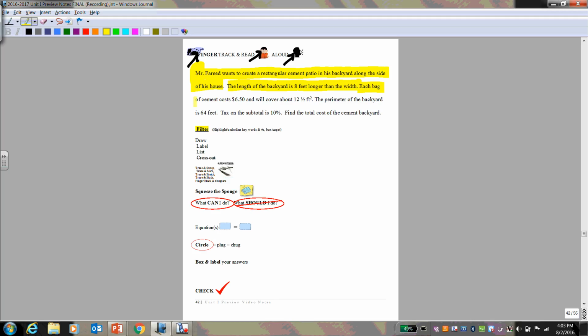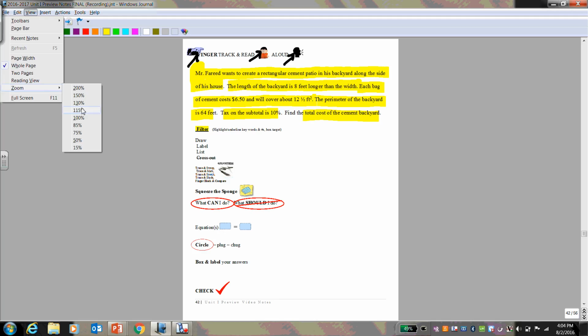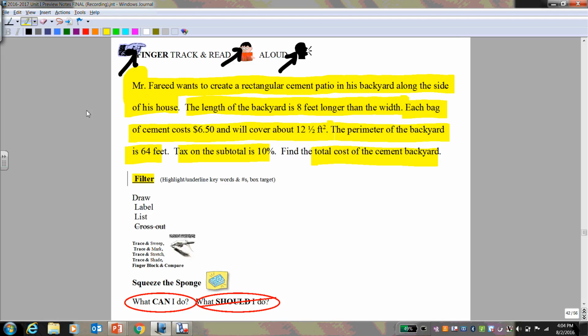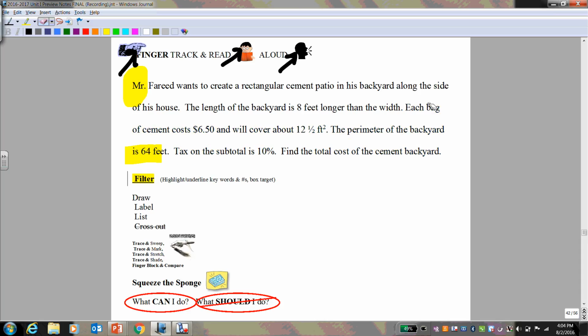Each bag of cement costs $6.50 and covered 12.5 feet square. Perimeter of the backyard is 64 feet. Tax on the subtotal is 10%. Find the total cost. Step 1 is to filter. Filter means to underline or highlight key words. So you read with 3 body parts and then you filter.